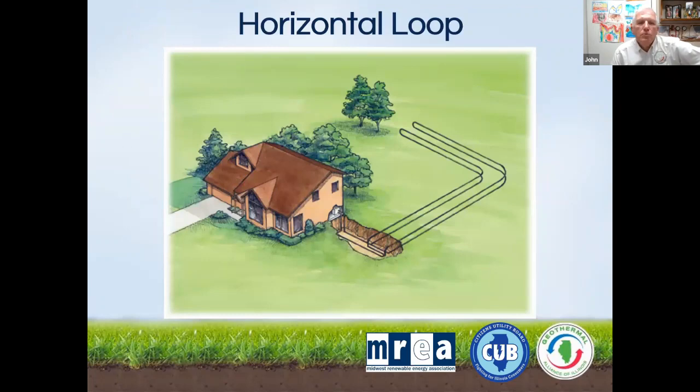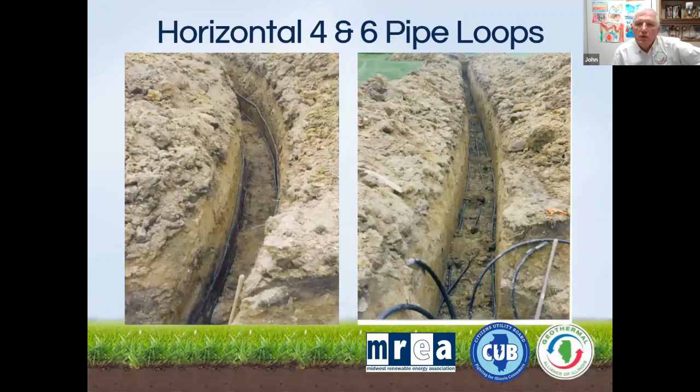Putting in loops horizontally is another way that works. They work perfectly well. This wouldn't be common in a residential neighborhood. This would be more common out in the country. Say you were going to build a brand new home on 3 or 4 or 5 acres and you have plenty of space and you don't have a finished lawn, you can come in with a trencher or a backhoe and put the loops in horizontally.